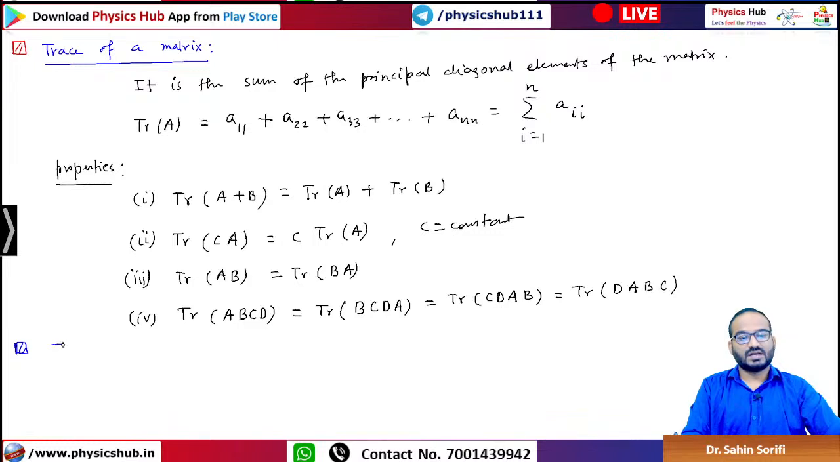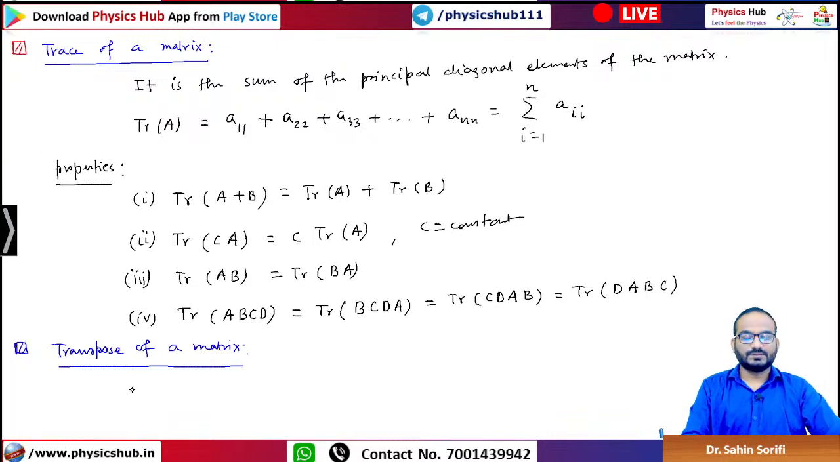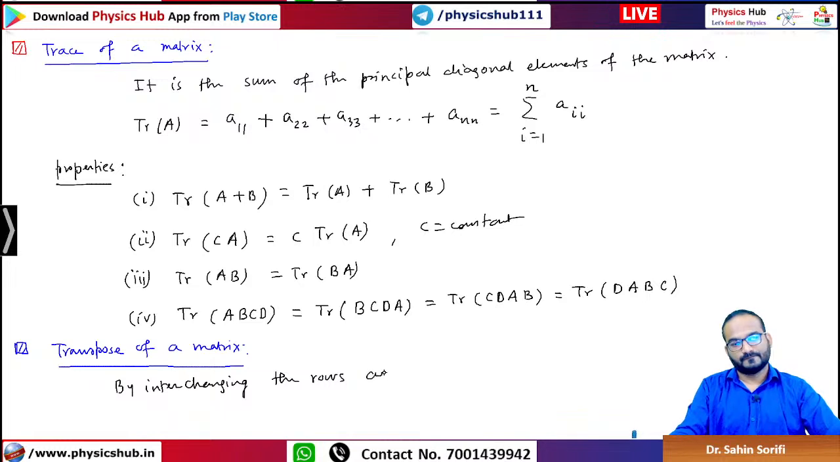Now what do you understand by the transpose of a matrix? The transpose of a matrix is constructed by interchanging the rows and columns of a matrix. It is formed by interchanging the rows and the columns of a matrix.